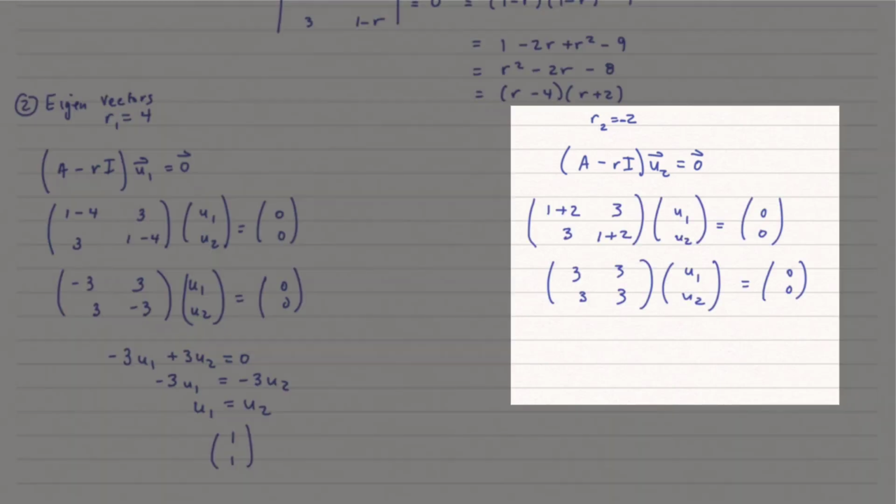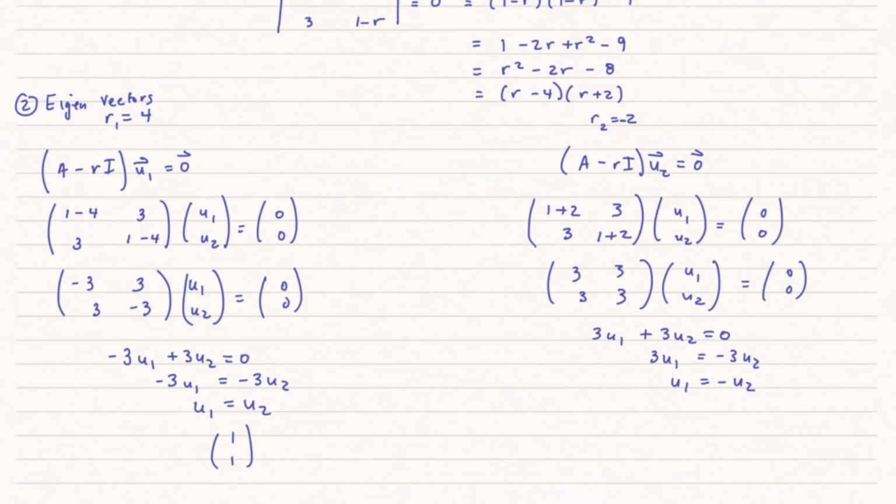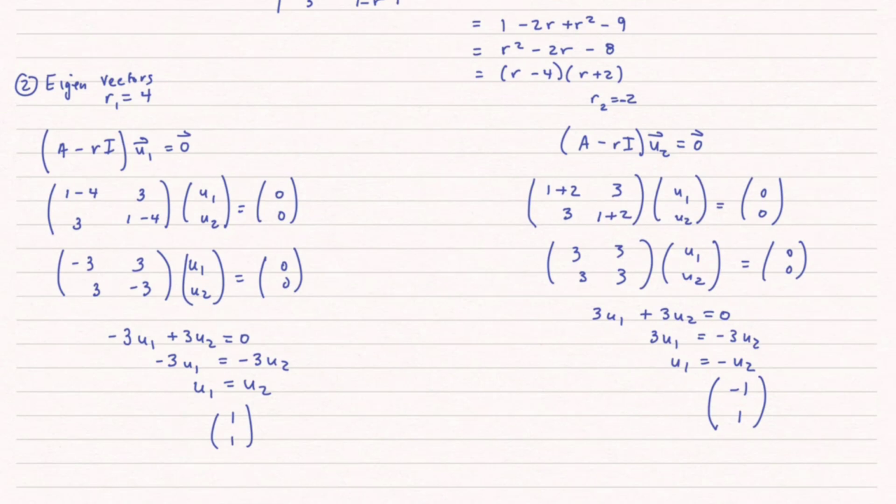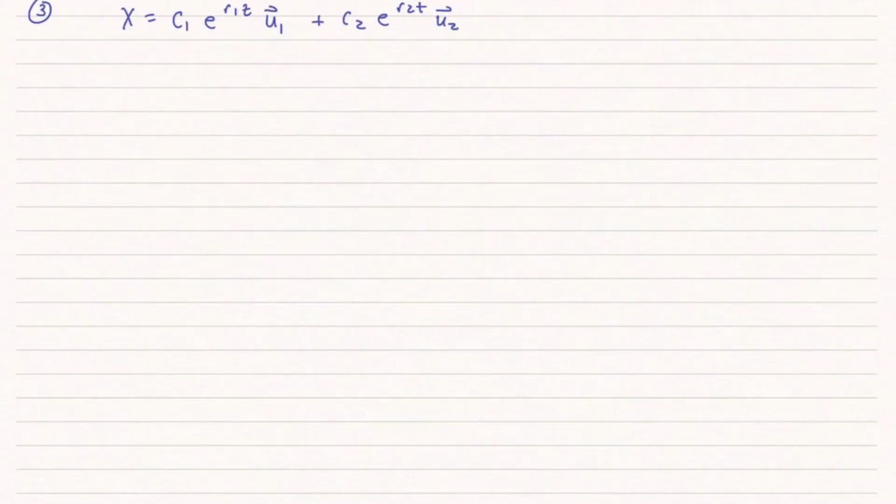And now the same thing for my second eigenvalue. This is what my matrix ends up looking like, and when I multiply this out, I get the relationship that u1 is equal to negative u2, or negative 1, 1. Remember, we always switch our coefficients. The next step is to build our solution. When I have two distinct real solutions, this is what my general solution will look like. And after I plug in my values for r and u1, u2, this is what my solution is.